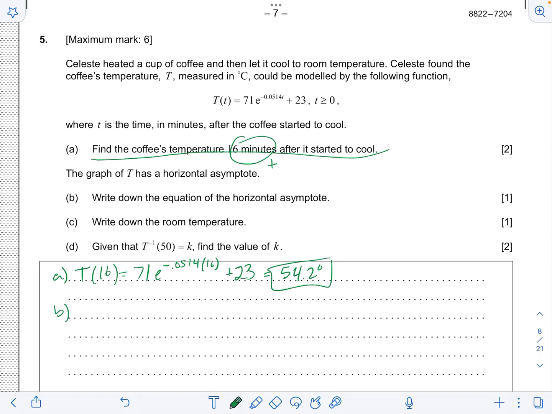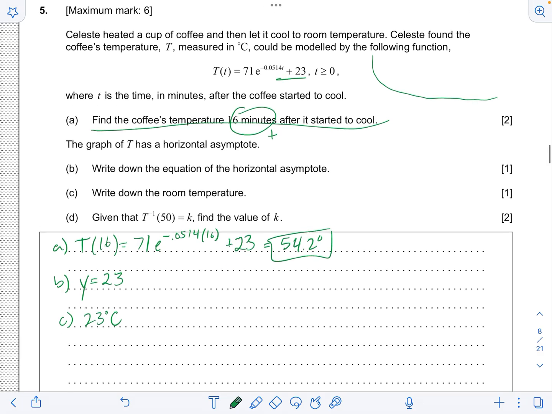Part B, write down the equation of the horizontal asymptote. One way to do that is to graph this and zoom out far enough that you can see where this flattens, but also, as you can imagine, if a coffee cup is cooling, it's going to be cooling and cooling until it happens to get to that constant term, that 23. Horizontal asymptote is just y equals 23. Write down the room temperature. Well, that's 23 degrees Celsius. Because at that point, the coffee cools until it gets closer to room temperature, and then it's going to stay at room temperature.